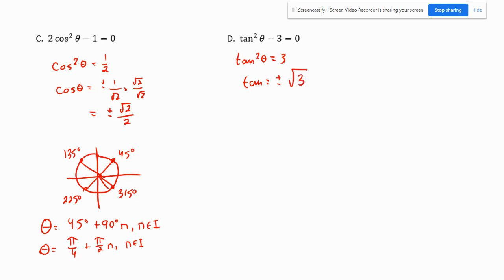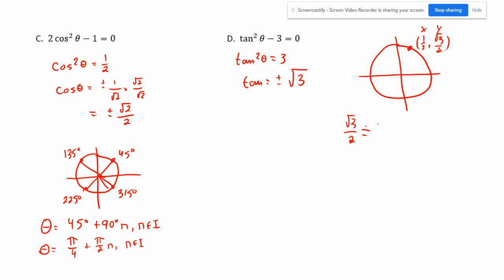I'm not sure if we've done this one yet, but where does tan equal root 3? If you look at this point, which is 1/2, root 3 over 2, tan is y divided by x, so root 3 over 2 divided by 1/2 is the same thing as root 3 over 2 times 2 over 1, cancels, and that equals root 3. Okay.